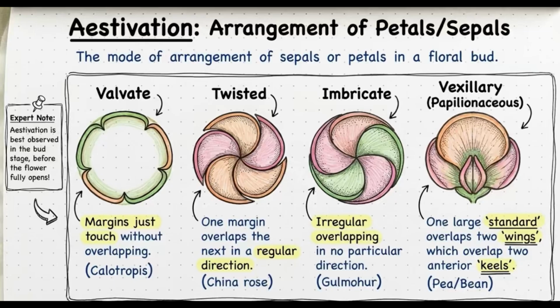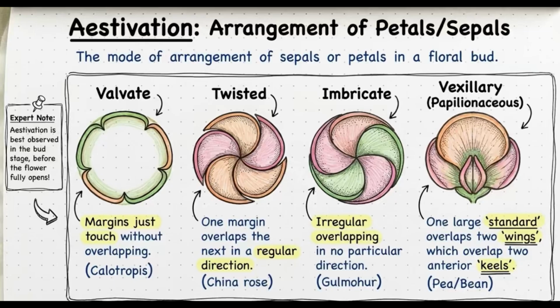Makes sense. Then there's twisted estivation. Right. One margin of a petal overlaps the margin of the next one in a regular, consistent direction. It creates a spiraling pinwheel effect like in a China rose. That's like rolling your clothes to save space and packing them in a tight spiral. Then you have imbricate estivation. The margins overlap, but in no particular regular direction. It's irregular, like in Gulmacher. So that's the messy packer. That is haphazardly shoving your clothes into the suitcase wherever they fit and forcing the lid shut.